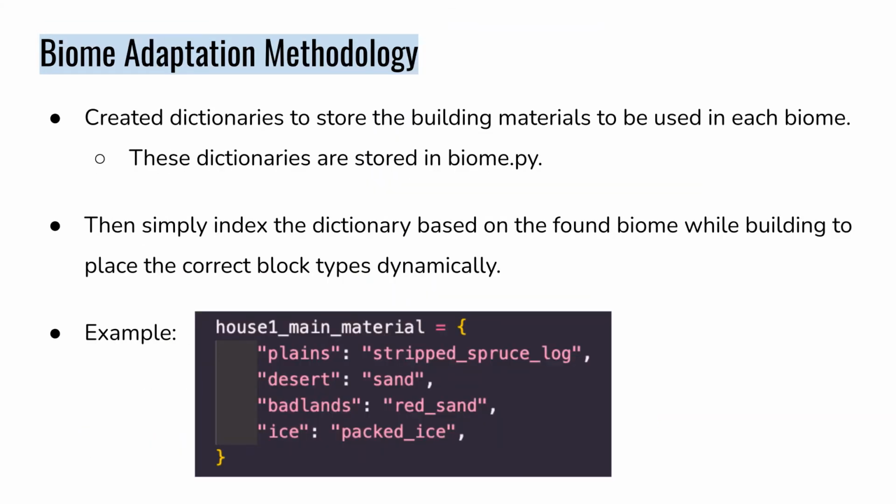Once we detect the biome, adapting to it is easy. We create a dictionary storing the different build materials that should be used depending on what the biome is. Then we simply index the dictionary based on the found biome while building to place the correct block types dynamically. An example of one of these dictionaries is shown that we used in order to change the main material of one of our houses based on the biome.